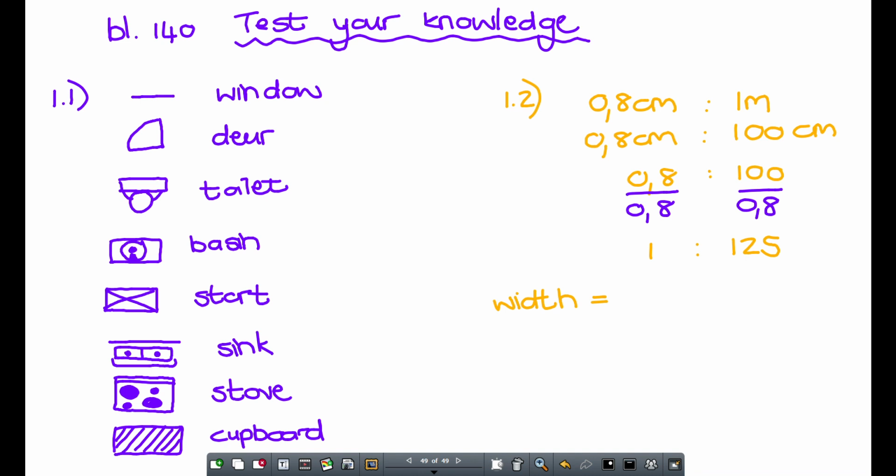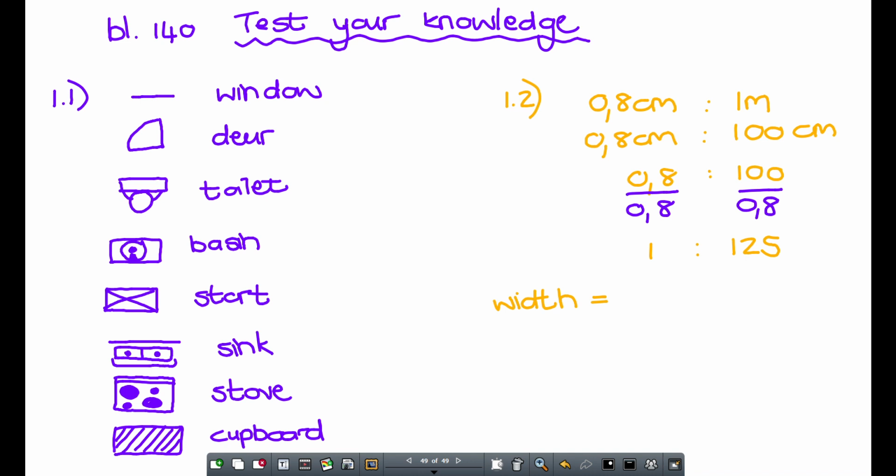Okay? Hoe weet ek watter een is die lengte en watter een is die breedte? Length is the, if you look at the picture of that garage, would that be the width or would this be the width?